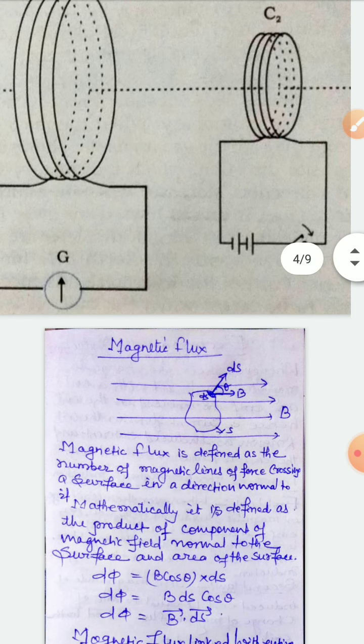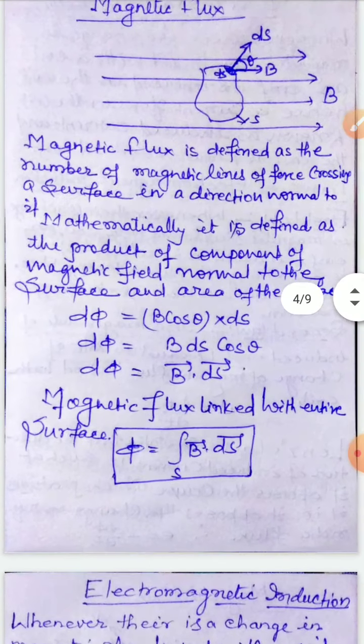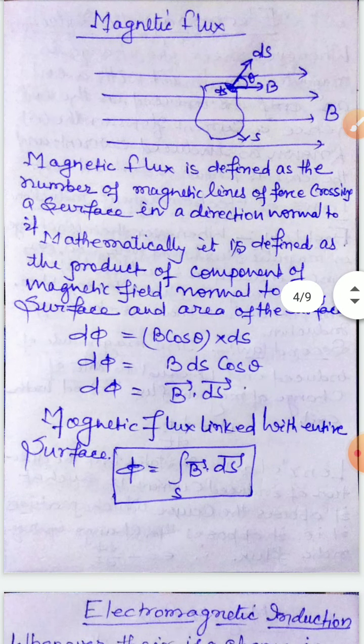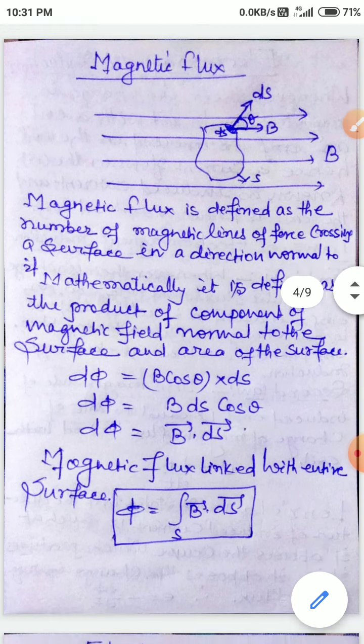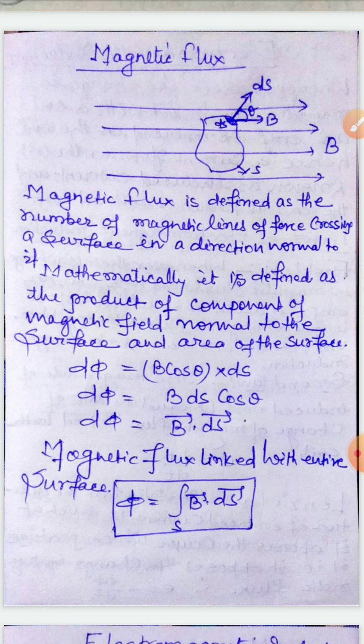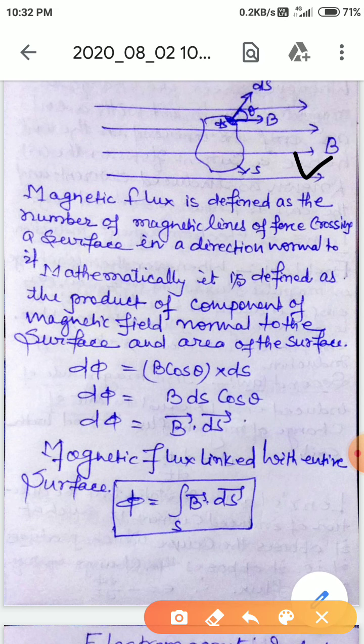Now come to magnetic flux. Let us define another term, magnetic flux. Here you can see that a closed surface S is placed in a magnetic field B, and dS is the elementary surface area of the closed surface S. We know that the direction of the area vector is along the outward normal. So here the angle between B and dS across this elementary surface area dS is theta.